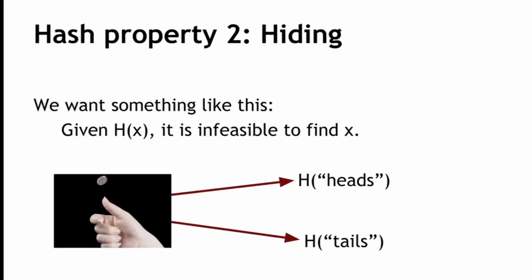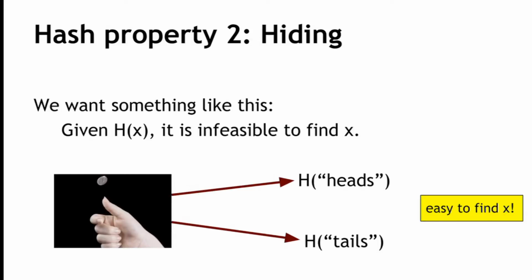It's easy in this scenario to find what the input string was. It's easy to find x. You simply compute the hash of the string heads and the hash of the string tails, and you see which one you got. And so in just a couple of steps, you can figure out what x was.